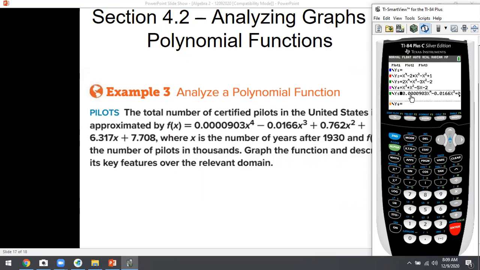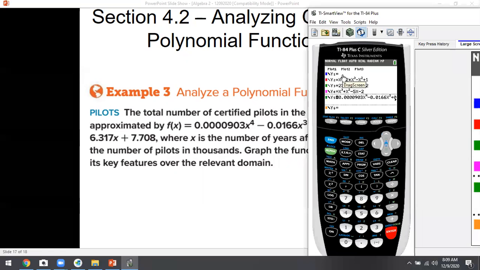This is a 4th degree. I might expect 3 humps. That's very possible to find 3 humps. I don't know. It is possible to have 4 zeros. Here's the key thing about this. Whatever the degree is, that's how many zeros there could be. And 1 less than the degree is how many extrema there could be.